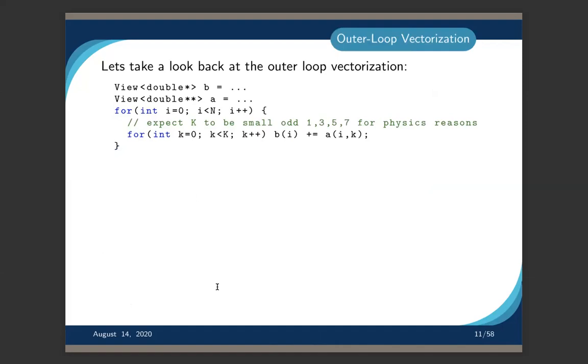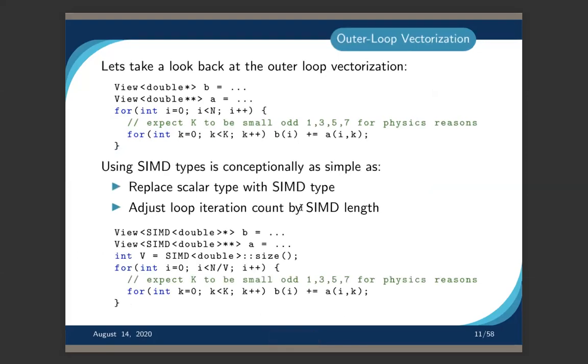So let's look at that, right? We had before these two views here. That was nice. So if we want now to use SIMD, and don't take this too seriously right now, this is more like pseudocode. We replace the scalar type with a SIMD type. We adjust the loop count by V, the vector length. And then the rest looks the same.